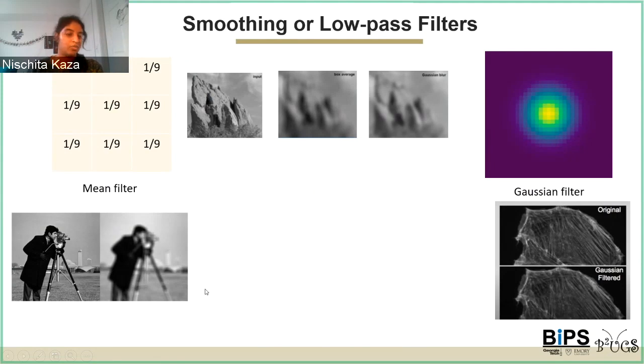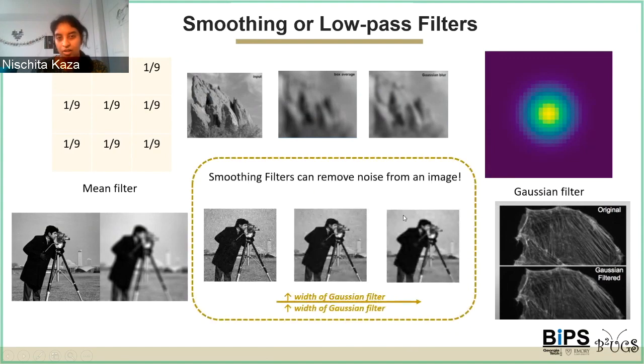And this is just other examples with a mean filter and a Gaussian filter. The important property of these filters is that they can remove noise. In this example here, you can change the width of the Gaussian filter, for example, or the window size, or also the standard deviation of the Gaussian. All of these amount to essentially the same thing, and this would give you a more smoothened version of the image.